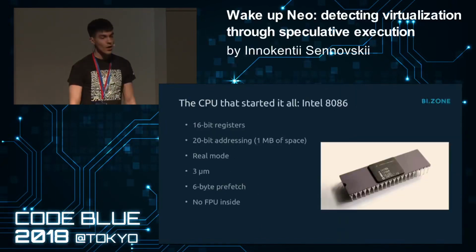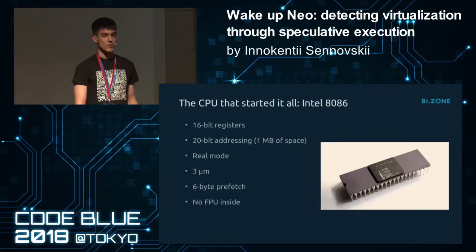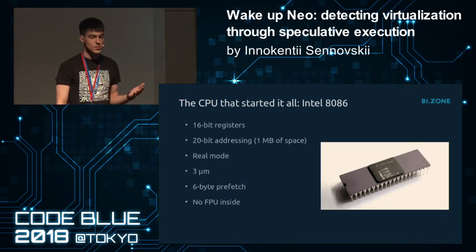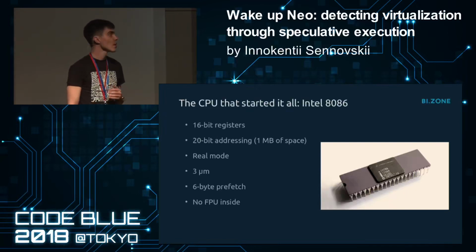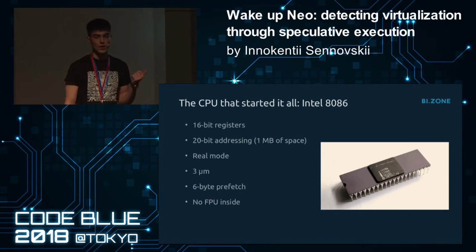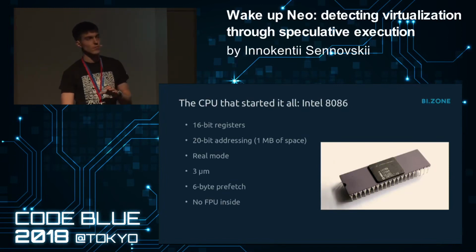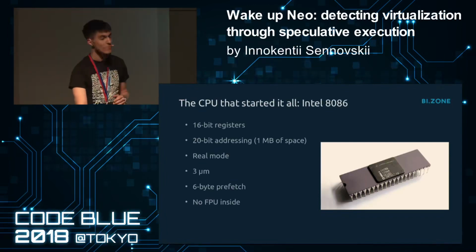So let's dive in. Modern CPU attacks on the x86 architecture go back to the first Intel 8086 processor. The CPUs back in the day were much less complex. For example, Intel 8086 used just 16-bit registers. You could only address 1 megabyte of memory through the use of segments. There were no memory protections. The only thing you could use was real mode. The feature size was just 3 micrometers.